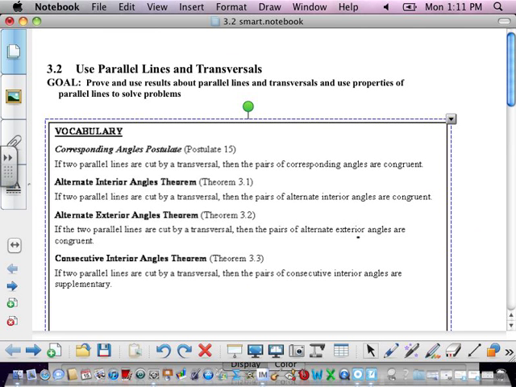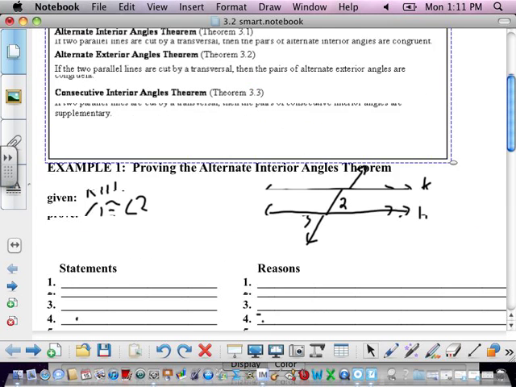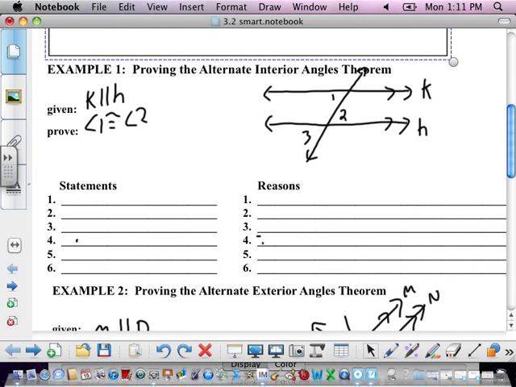Okay. So our first proof. So let's make sure we've got this picture down on our paper. I didn't make up this picture. This picture should have shown up on your notes, but it didn't copy very well. Okay? So we got to draw that? Yes. Make sure you draw this. We have K is parallel to H, and we want to prove that angle 1 is congruent to angle 2.